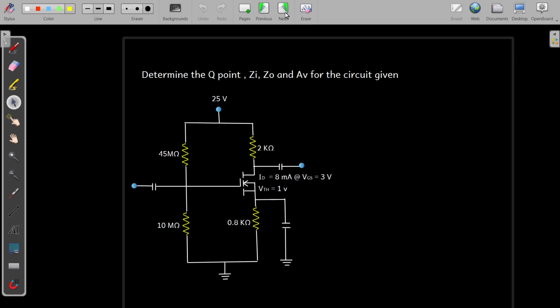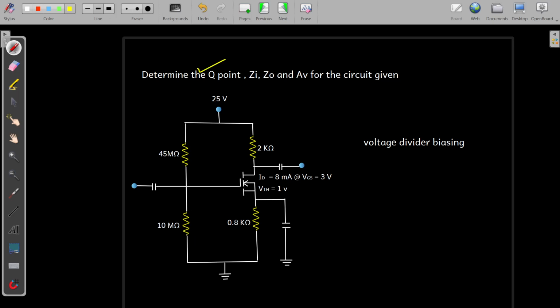Hello everybody, now we are going to solve a problem from enhancement MOSFET, E MOSFET. The question is to determine the Q point, Zi, Z0 and AV for the circuit given. So this is the circuit given in which voltage divider biasing is applied. These two resistors, 10 mega ohm and 45 mega ohm, are responsible for this voltage divider biasing.